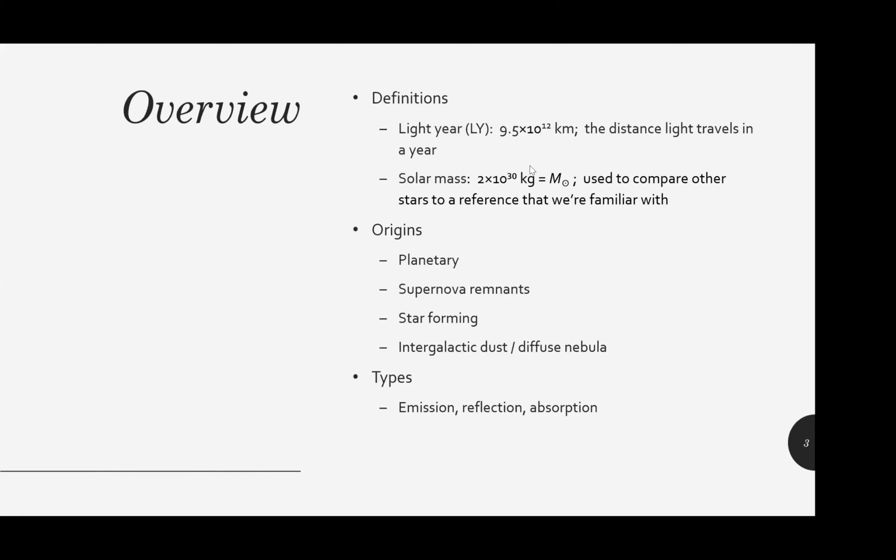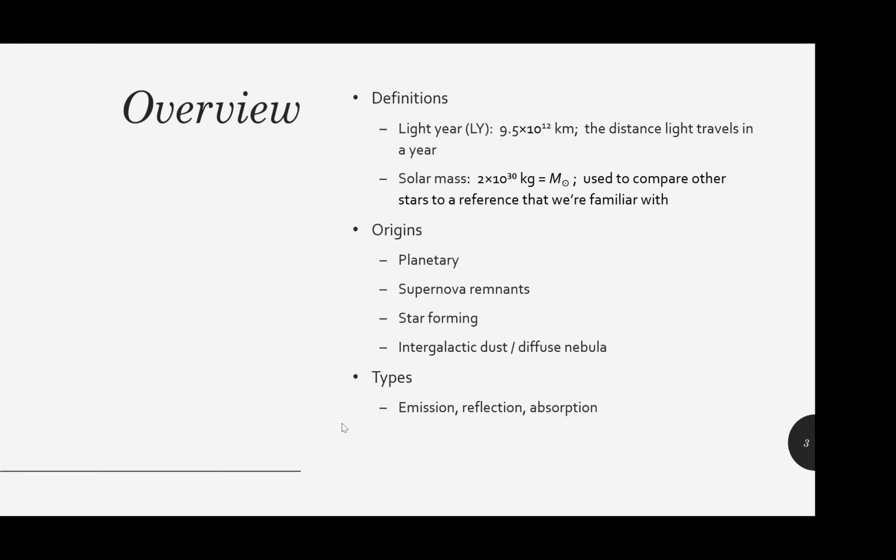And then the next thing we use is kind of a standard measurement. It's for masses of objects in space, called a solar mass. And this is the symbol here, which is 2 times 10 to the 30 kilograms, or about 4 times 10 to the 30 pounds. And so this is used to have a reference for the masses of stars and other objects based on something that we're familiar with, being the sun.